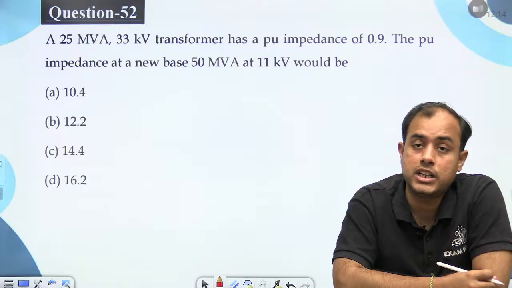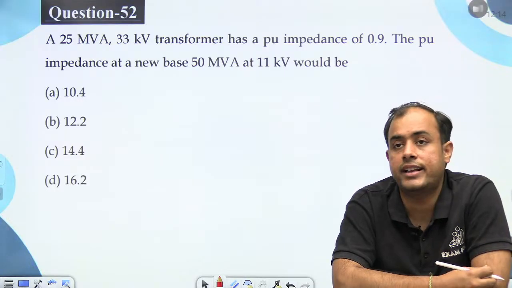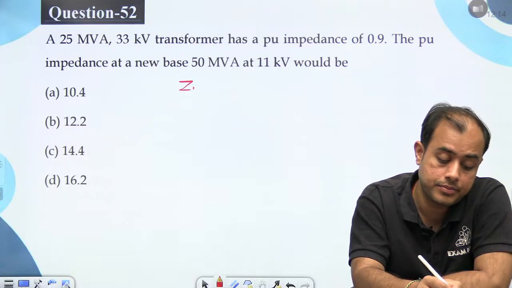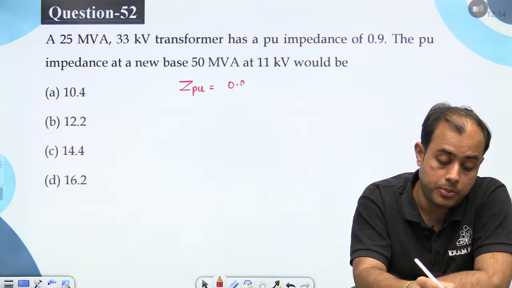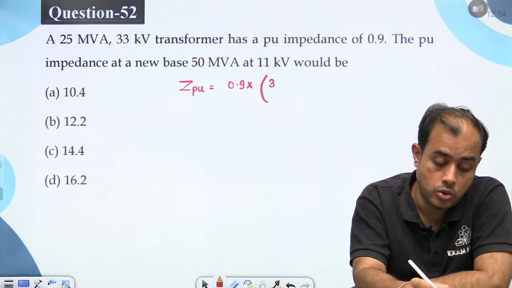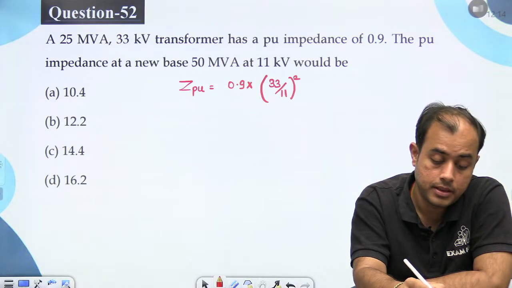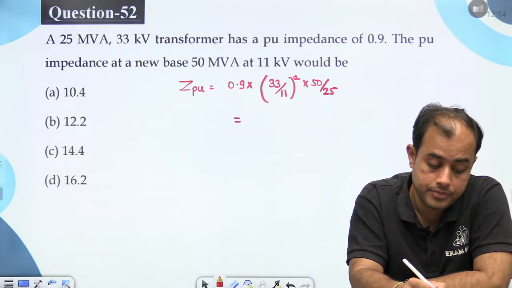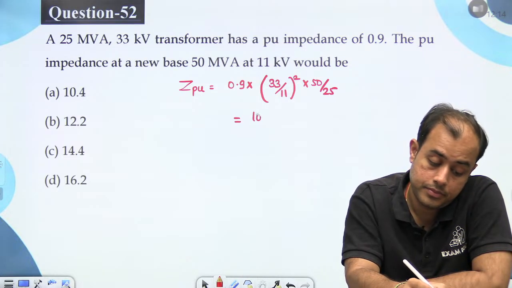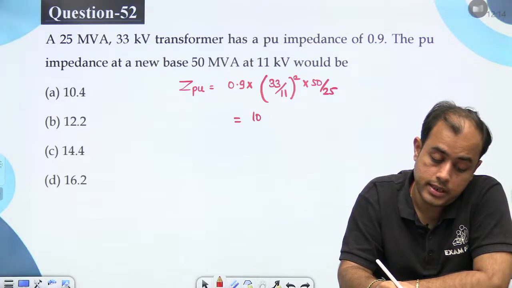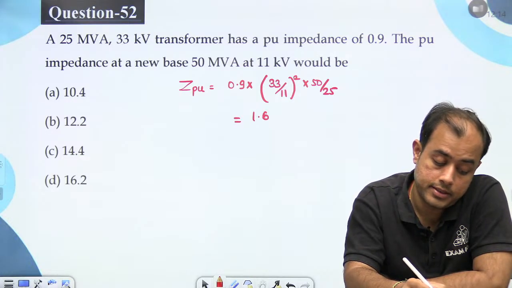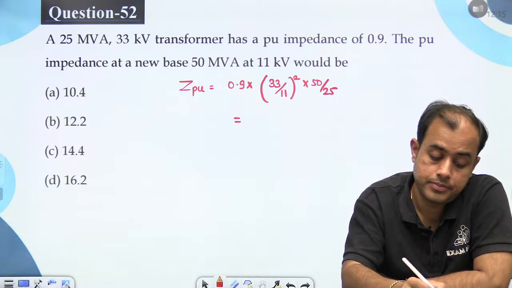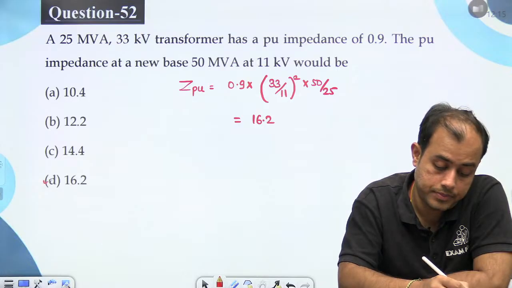ESE 2016, 25 MVA 33 kV transformer per unit impedance 0.9. New per unit impedance. So originally 0.9. V old by V new square, S new by S old. 0.18 into 9. एक second. 1.62. नहीं, 1.8 into 9 बनेगा ना, 16.2.